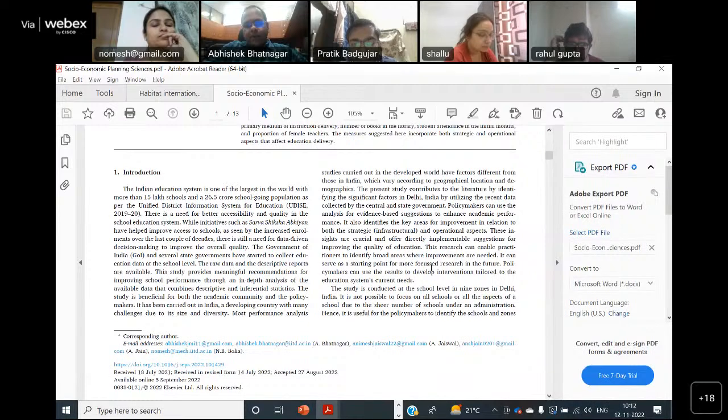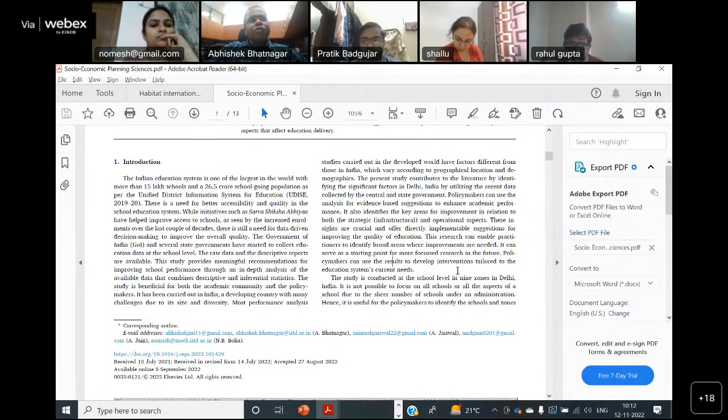This can enable practitioners to identify broad areas where interventions are needed. You can have this as a starting point for more focused research. Policymakers can make some interventions like that. So you need to give the utilities of your work in the introduction section.